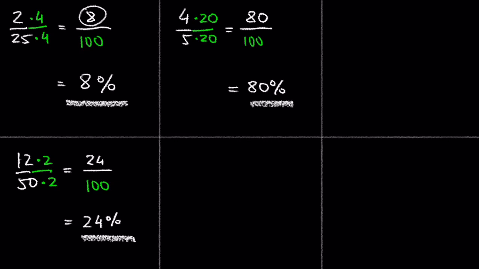Let's convert the fraction 1 and 1/2 into percentages. In this case, we have to do a pre-step to convert the mixed number to a fraction. So 2 times 1 is 2, plus 1 is 3. So we get 3 over 2. Now, how can we make 100 out of the 2? Just multiply the 2 by 50. And 3 times 50 is 150. So we get 150 over 100, which is equivalent to 150%.